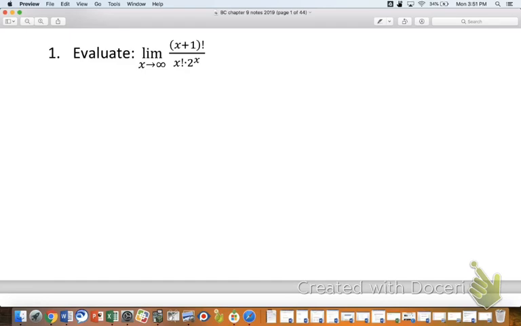What I'm about to show you is going to be something that will be super useful as we move forward into Chapter 9 a little bit later. But here's what we're going to do. I'm going to expand out what the factorial means. We're going to be able to simplify this quite a bit and make this a little bit easier.